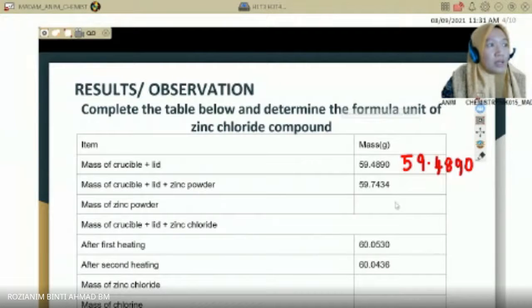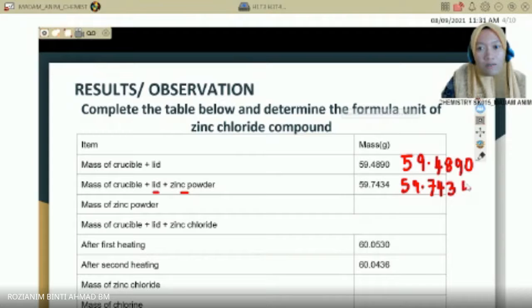And for the second data, this is the table result: mass of crucible plus zinc powder. The analytical balance gives 59.7434. During the experiment, we heat to make sure the mixture of zinc powder and hydrochloric acid becomes a compound with no solution present. This means zinc chloride forms as our target product, and we measure the first heating first. The mass given is 60.0530.